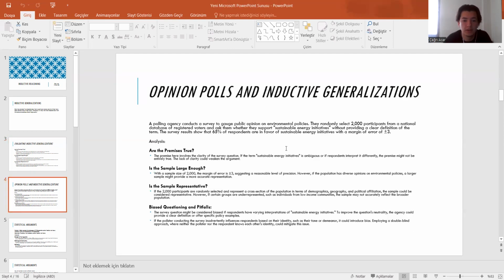I'm continuing with the next one, opinion polls and inductive generalizations. The text discusses the role of opinion polls as inductive generalizations, particularly in the context of political processes. It emphasizes the importance of having a large and representative sample in conducting polls. The passage introduces the concept of margin of error and provides a table showing the relationship between the number polled and the margin of error. It also discusses a historical example of a poll failure due to a non-representative sample.